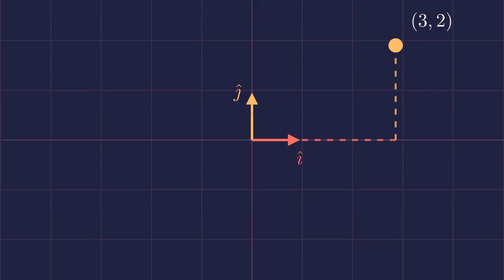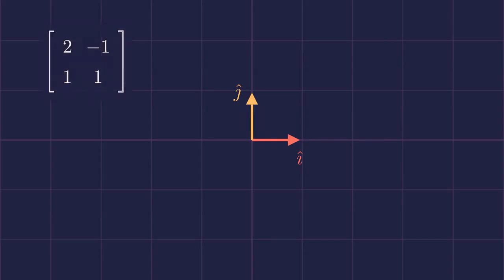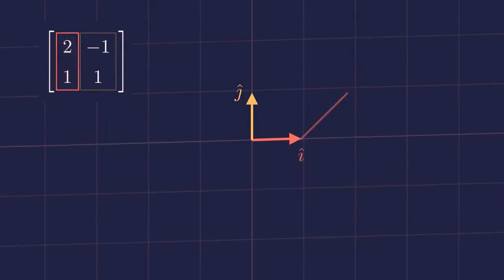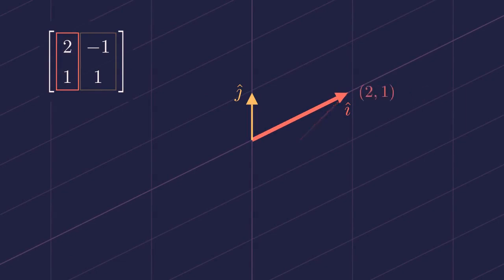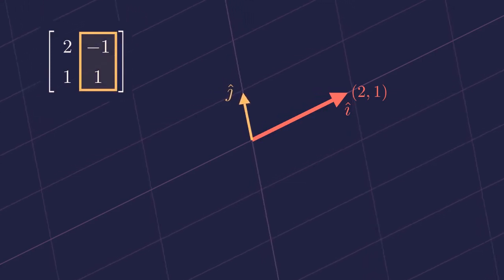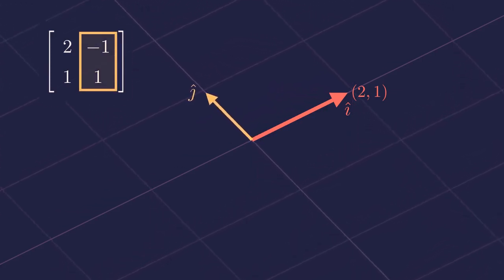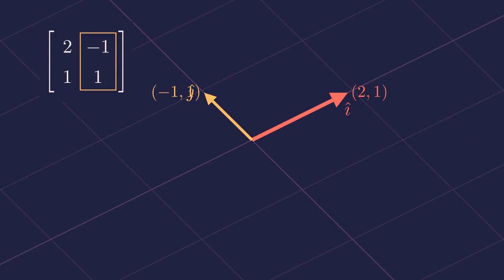Now, here is the magic trick. A matrix is not a static grid. It is a transformation. It tells I hat and J hat where to move. Look at the first column, 2, 1. That is not just a list. That is the new destination for our red arrow, I hat. And the second column, -1, 1. That is the new home for our orange arrow, J hat.